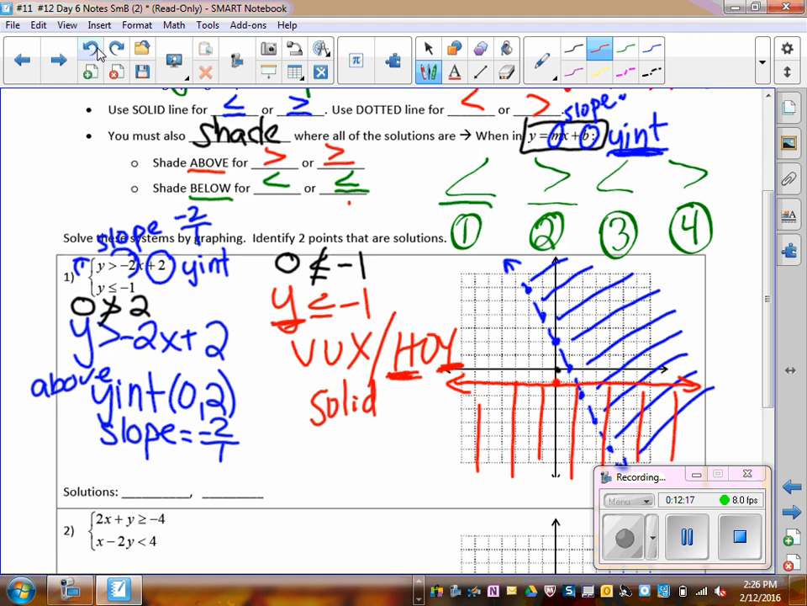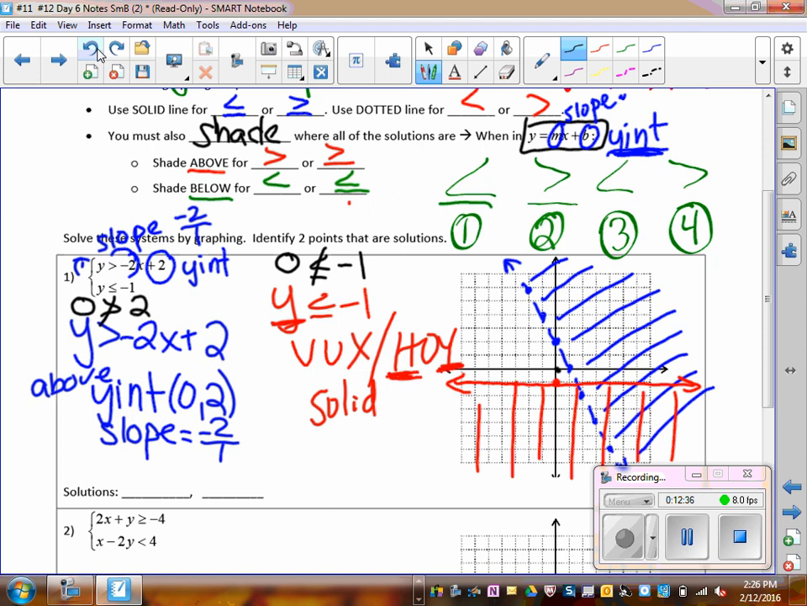So we told you to use the test point before, but now with having two equations, it's probably a bit easier just to do the shade above or below, right? So that's fine to do. You want to use the test point to double check. All right. So our solutions, though, is where the shading overlaps.